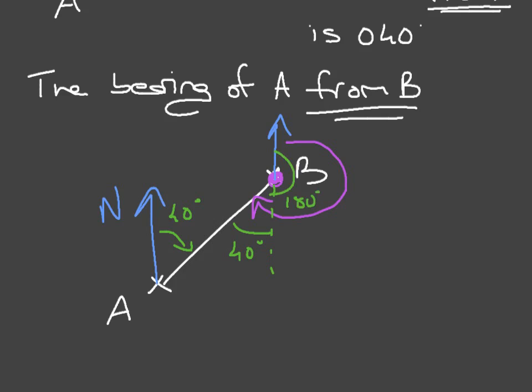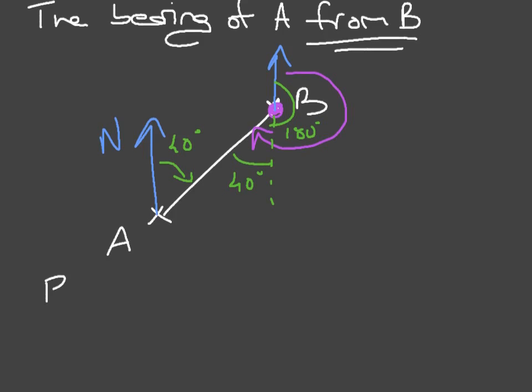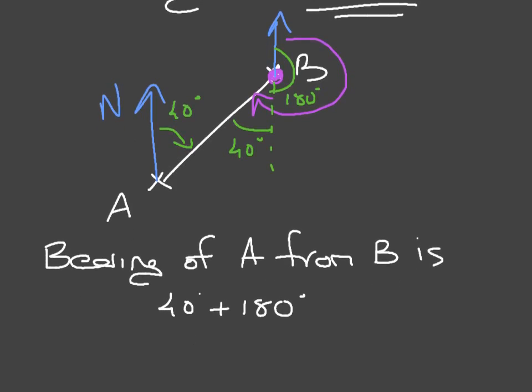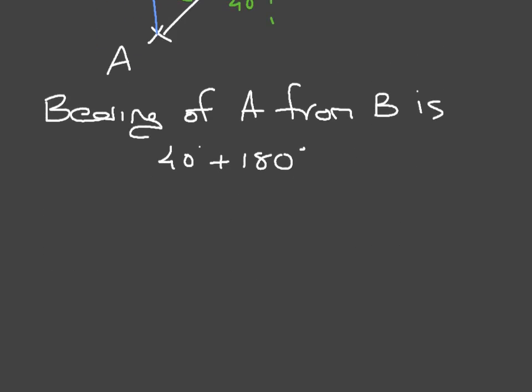And so the bearing of A from B is the 40 degrees we had plus 180 degrees. And in fact, this will always be true. Bearings between 2 points will always differ by 180 degrees. And here's a quick trick. We can always use this formula, by the way, we can always just add 180.